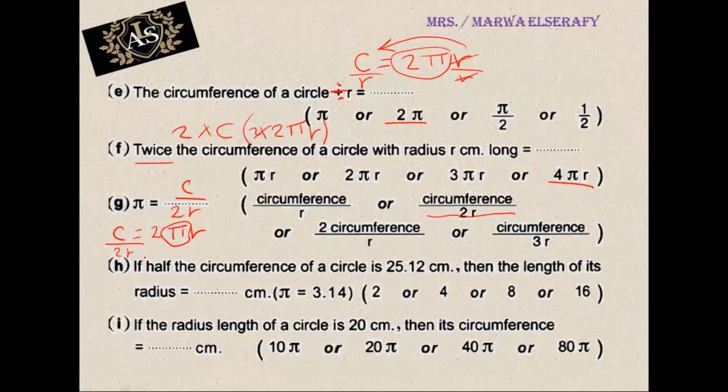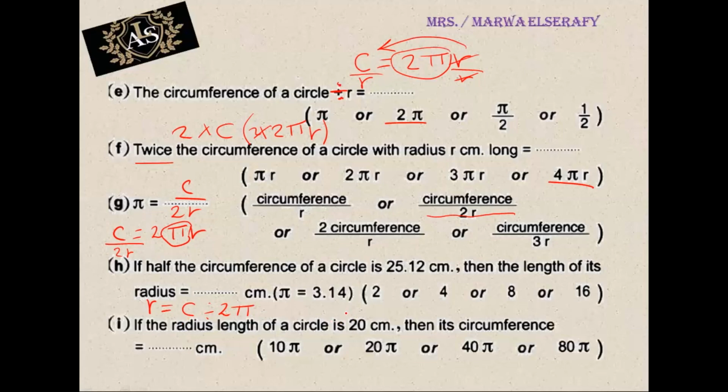If half the circumference of a circle is 25.12, the half of the circumference equals 25.12. Then the length of its radius equals what? So I will write the rule of the radius. The radius will be equal circumference divided by 2 pi. You must memorize the rules, okay? Radius equals circumference divided by 2 pi.